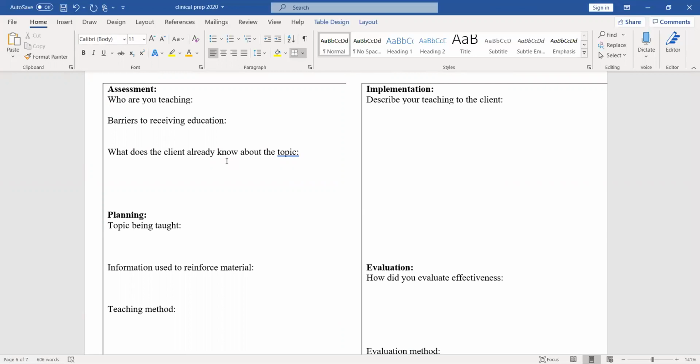So we're looking at the assessment, pretty much laid out similar to the nursing process. So assessment, who are you teaching? The patient. Are there any barriers? Are they hard of hearing, or do they have auditory or visual impairments? Are they confused? Is it related to their medical condition? Are they not motivated? Is there a language barrier? What does the client already know about the topic?